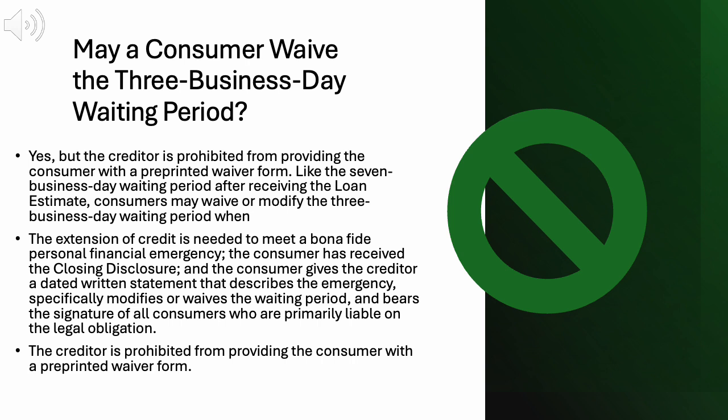Like the 7 business day waiting period after receiving the loan estimate, consumers may waive or modify the 3 business day waiting period when the extension of credit is needed to meet a bona fide personal financial emergency. The consumer has received the closing disclosure, and the consumer gives the creditor a dated written statement that describes the emergency, specifically modifies or waives the waiting period, and bears the signature of all consumers who are primarily liable on the legal obligation. The creditor is prohibited from providing the consumer with a preprinted waiver form.